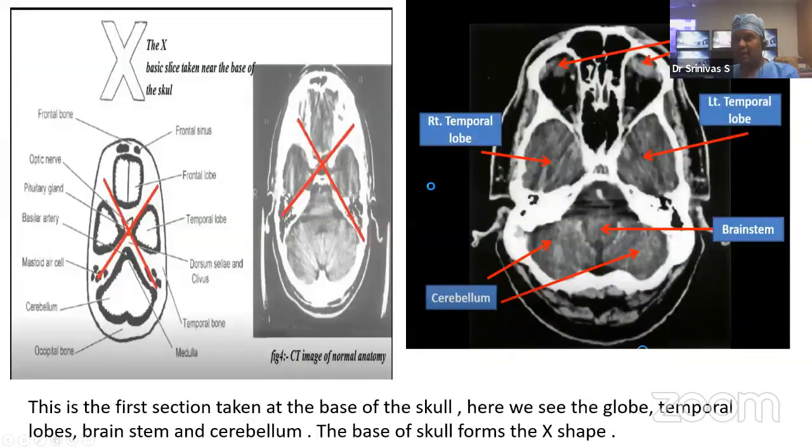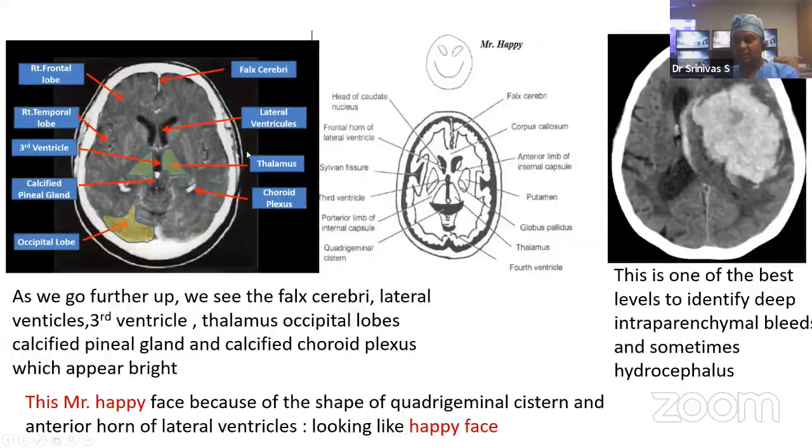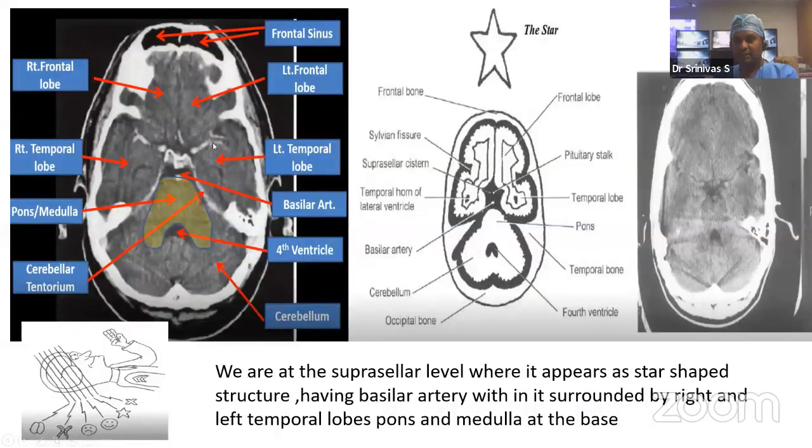As we go further, we see the suprasellar level, where it appears as a star-shaped structure having the basilar artery within it, surrounded by right and left temporal lobes, with pons and medulla at the base. Here you can see the left and right temporal lobes, the frontal lobes, the fourth ventricle, and the basilar artery. So here this represents a star-shaped structure. Whenever you see a star shape like this, you are at the basilar artery level, and here you can visualize any pathologies of the cerebellum properly.